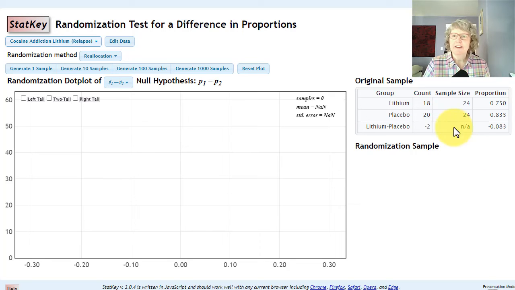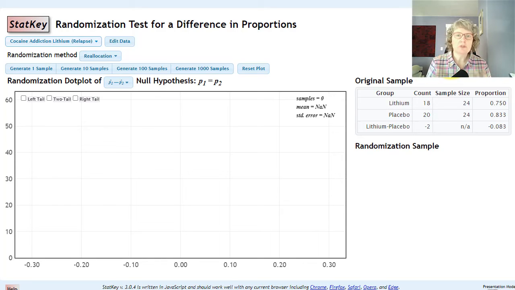Yeah, you can't add the 18 and 20 because the other 6 and 4 are not in this table. So I've got to add the 24 and 24. So there's 48 people here. Under the null, same with the beer and water, we're saying there's no difference.